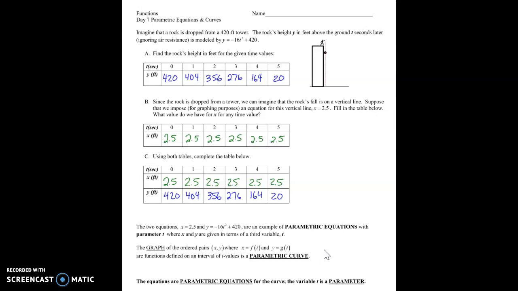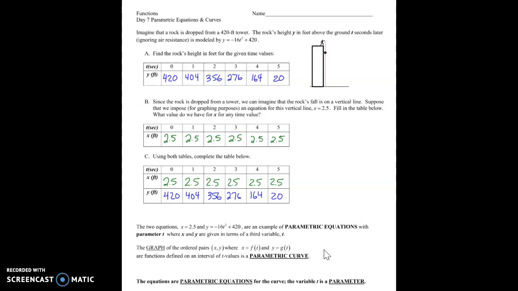So since the rock is dropped from the tower, we can imagine that the rock's fall is on a vertical line, as you see in the picture. So if we say that the equation for the vertical line is x equals 2.5, then what value do we have for x at any time value? Right, so 2.5. You can think of 2.5 as the distance it is away from the building. Because it's falling straight down, it makes sense that the distance away from the building, no matter what time has elapsed, is always going to be 2.5 feet, okay?